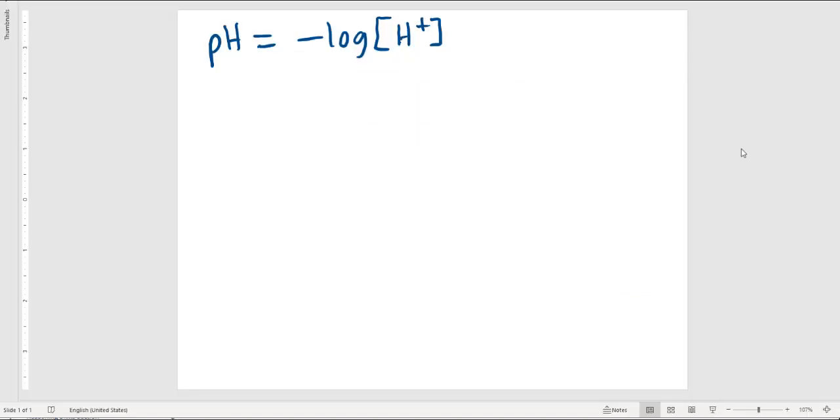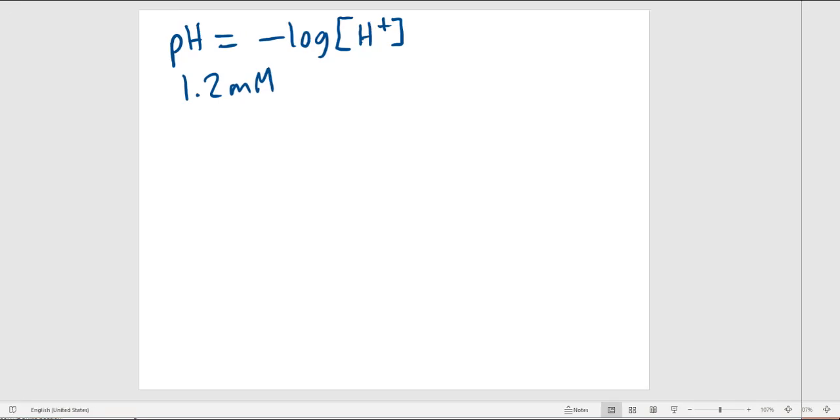So here's our definition of pH. pH is negative log of the concentration of H+. H+ here is equal to the concentration 1.2 millimolars, because that's the concentration of hydrochloric acid, and hydrochloric acid will completely dissociate to form H+, 1 H+ per HCl. So we're going to have to convert our 1.2 millimolar to molar. So that's the units we have to use in here. 1.2 millimolar, milli indicates 10 to the minus third, is going to be 1.2 times 10 to the minus third molar.